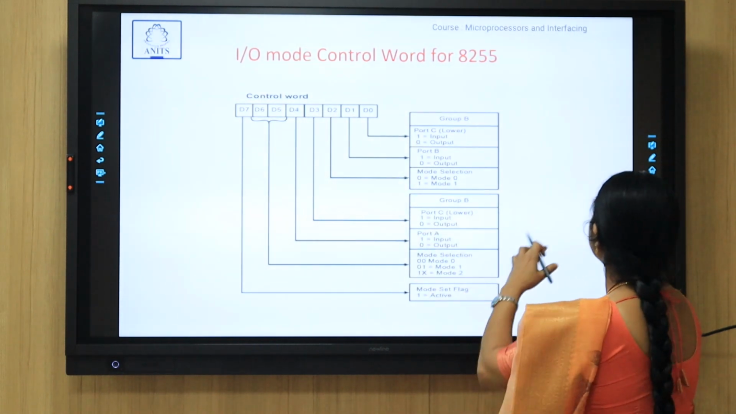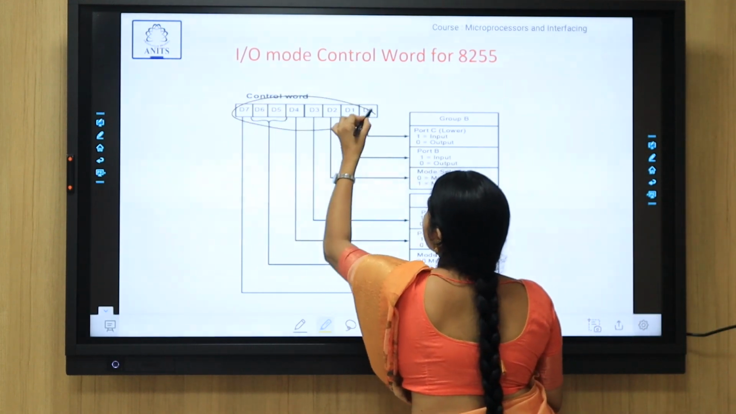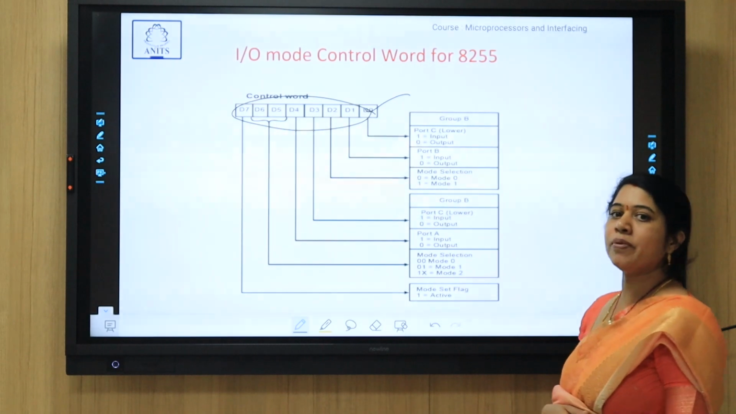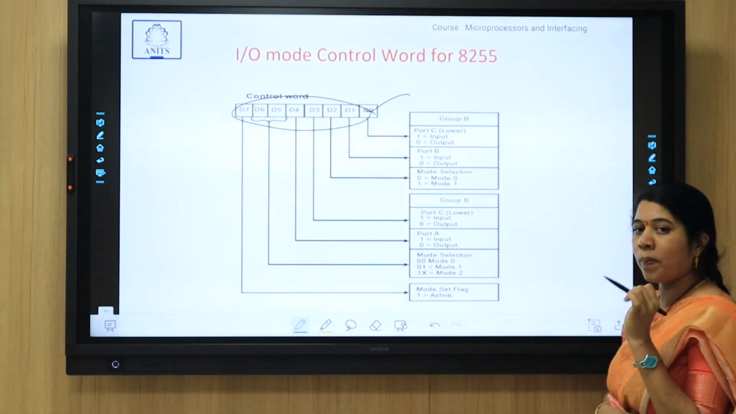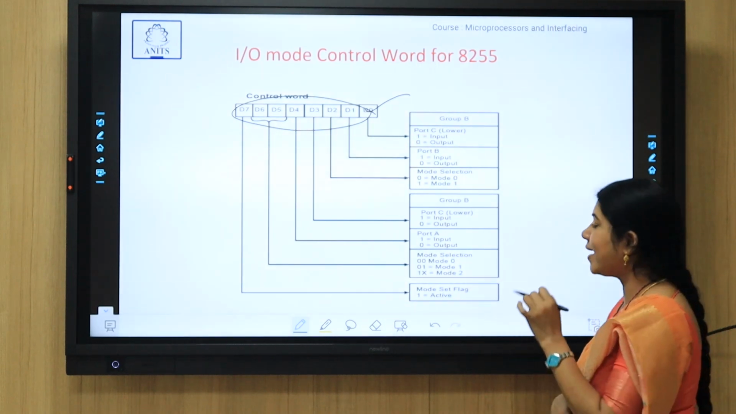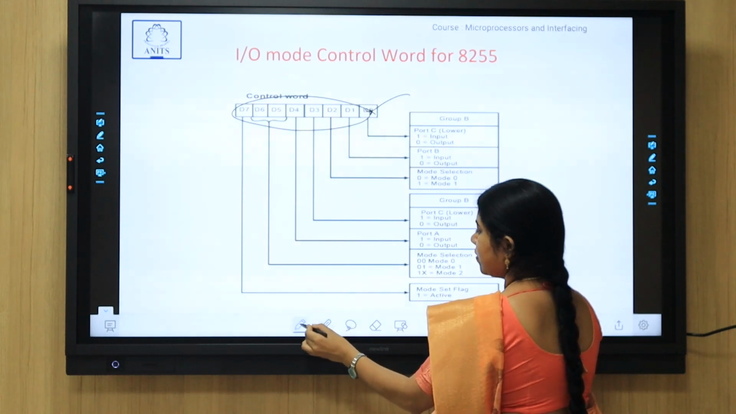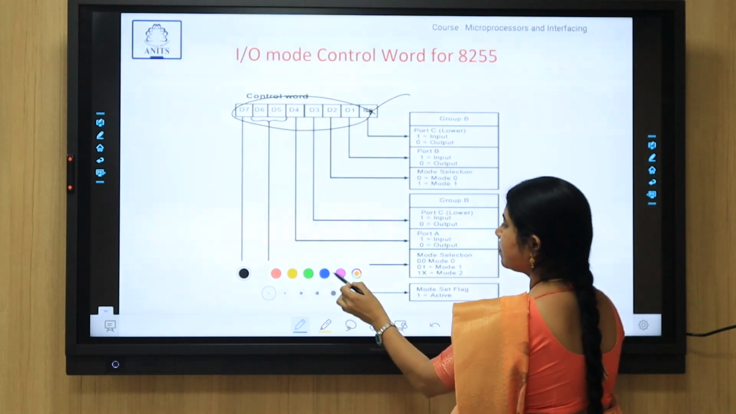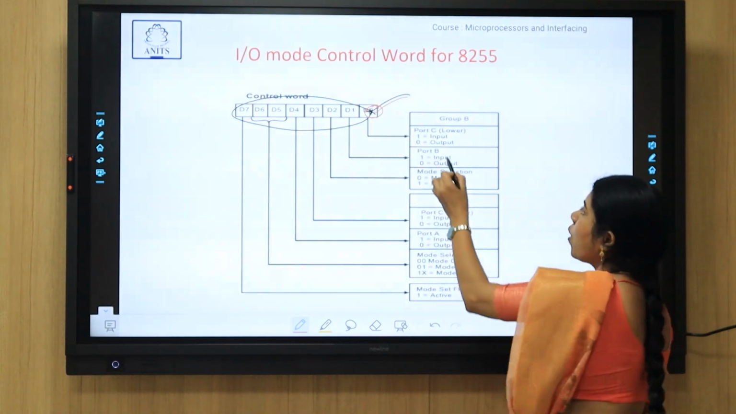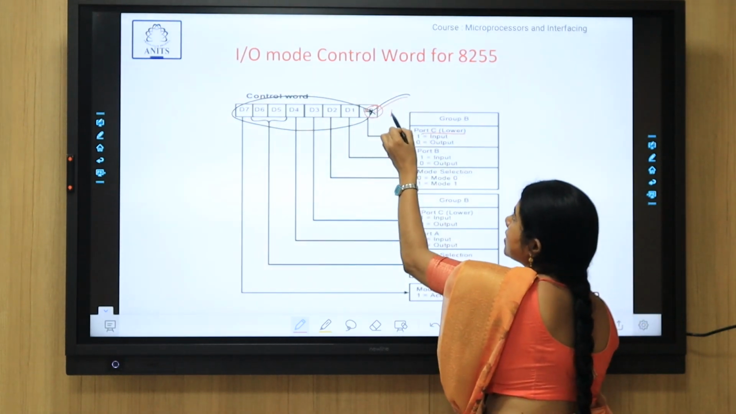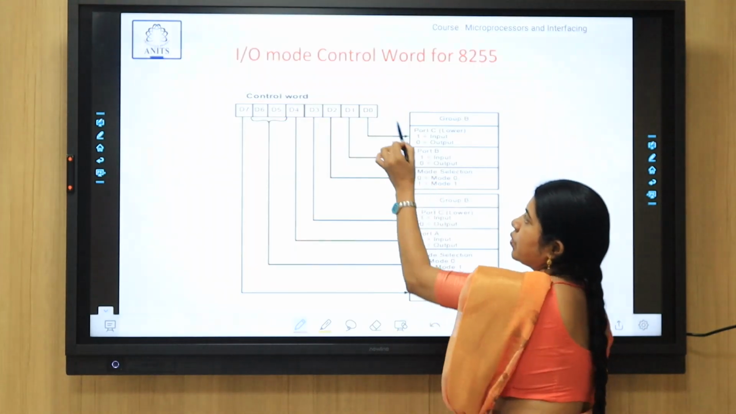This control word is an 8-bit word. Among the 8 bits, the first bit is used to represent port C lower. If you want to operate port C lower as an input port, you have to set this bit as 1. Otherwise, it is to be set with 0.